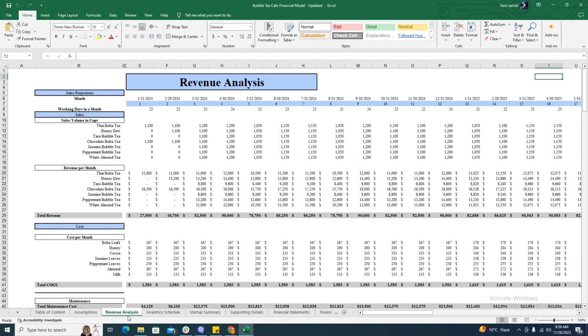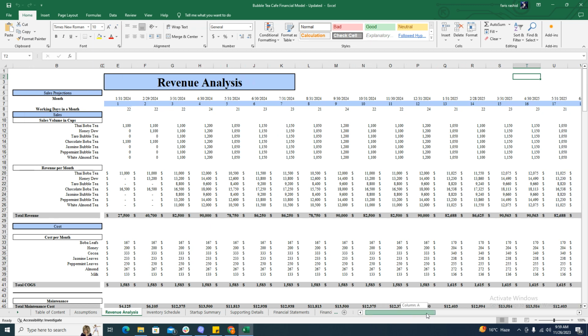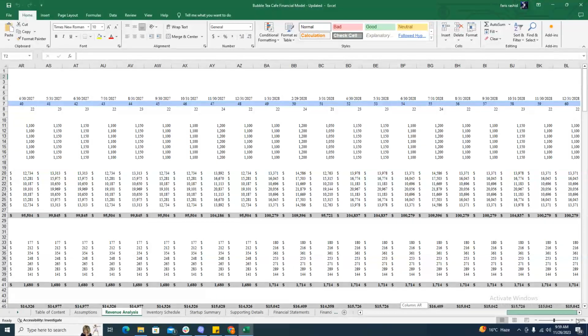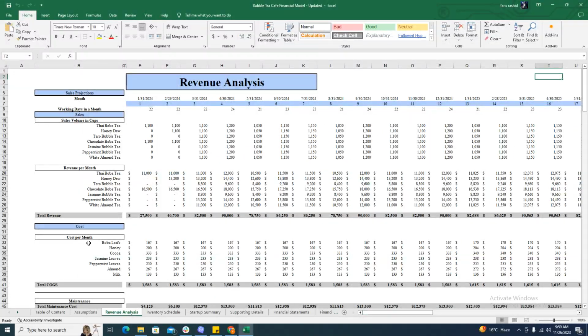Coming towards the revenue analysis, the revenue analysis basically gives you all the information of the revenue that is being generated by the business in its first year or in its forecasted years that are 5 years or going up to monthly basis up to 60 months, as you can see over here. It also calculates the cost of goods sold.